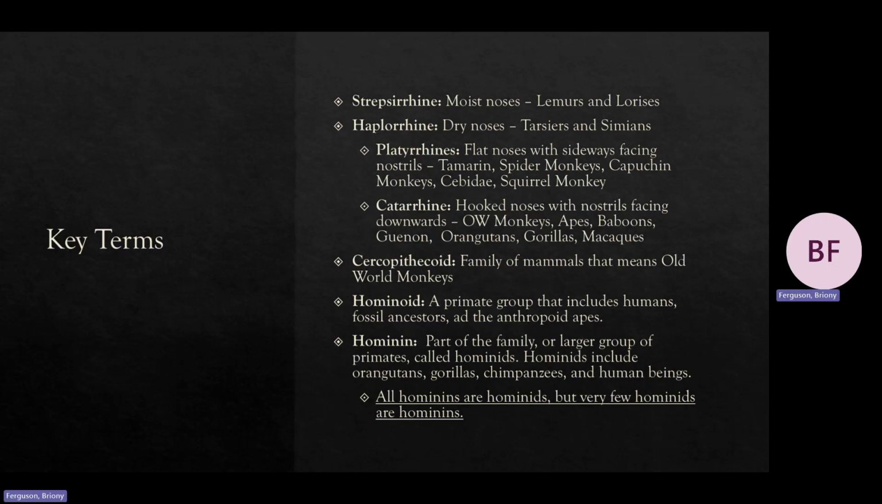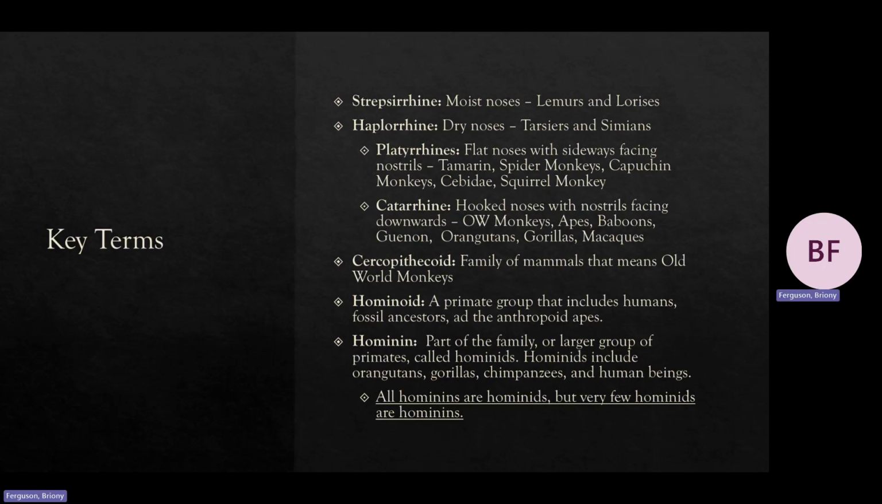Then cercopithecoids, this is a family of mammals, that means Old World monkeys. Hominoids, which is a primate group that includes humans, our fossil ancestors, and the anthropoid apes. And then hominin, which is part of the larger group of primates called hominids. Now, hominids include orangutans, gorillas, chimps, and human beings. However, hominins really only include specific human ancestors and then humans.